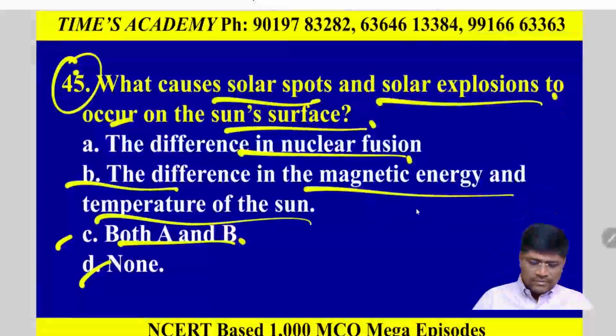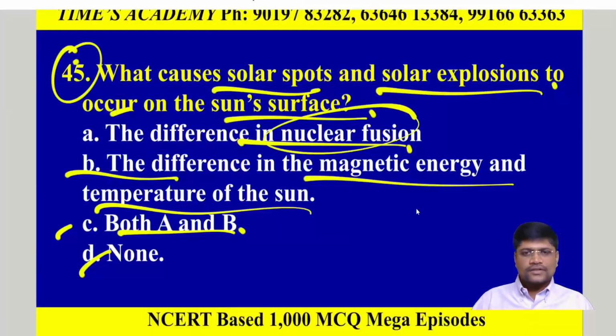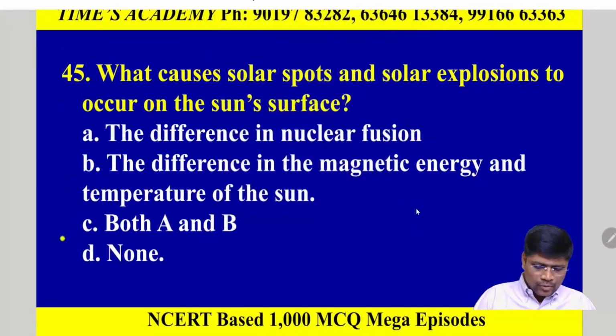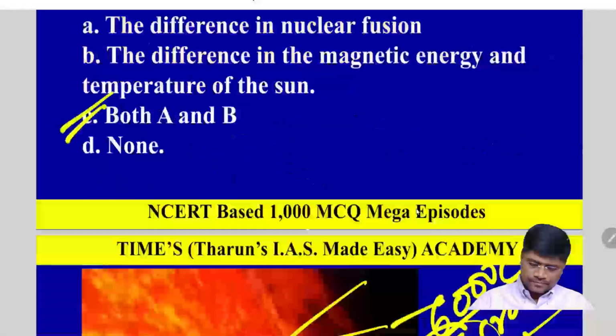Why does the difference occur? Mainly because of the nuclear fusion reaction and the difference in the magnetic energy of the sun. So it is option C, both A and B. Okay.